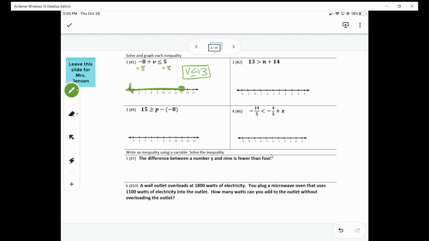For number 2, on the side with the variable, we're adding 14. So we're going to subtract 14 from both sides. We get -1 is greater than n, which also means n is less than -1. Remember, read from right to left if the variable is on the right. So -1 is not a possible solution, so it's going to be an open circle at -1, shaded to the left because it's less than.